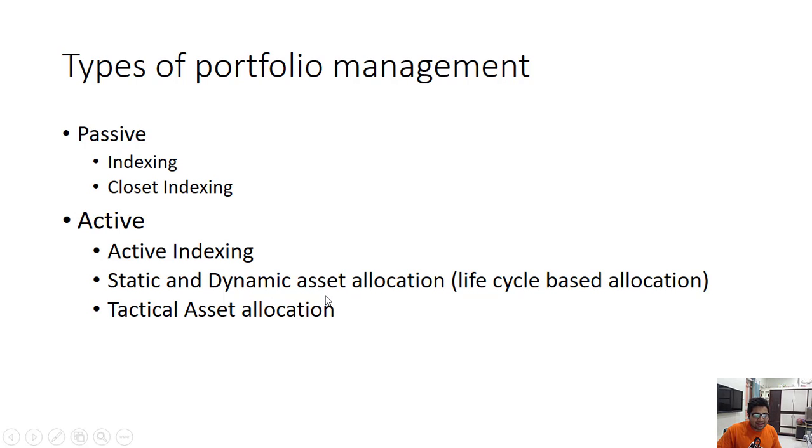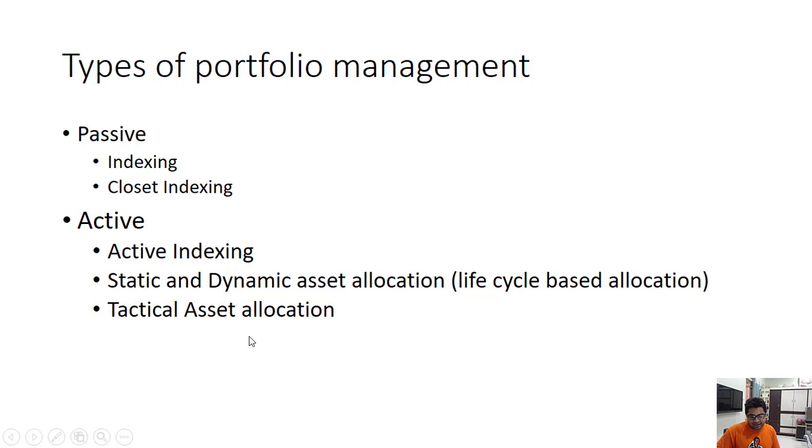Then there is static and dynamic asset allocation. Static means you set a certain percentage, 60-40, and you do not change that. Let's say 60% in equity, 40% in debt, and you do not change that allocation. Dynamic means based on the life stage of your client, you keep changing the allocation. When the client is young, you allocate more towards equity. As the client gets older, you allocate more towards debt.